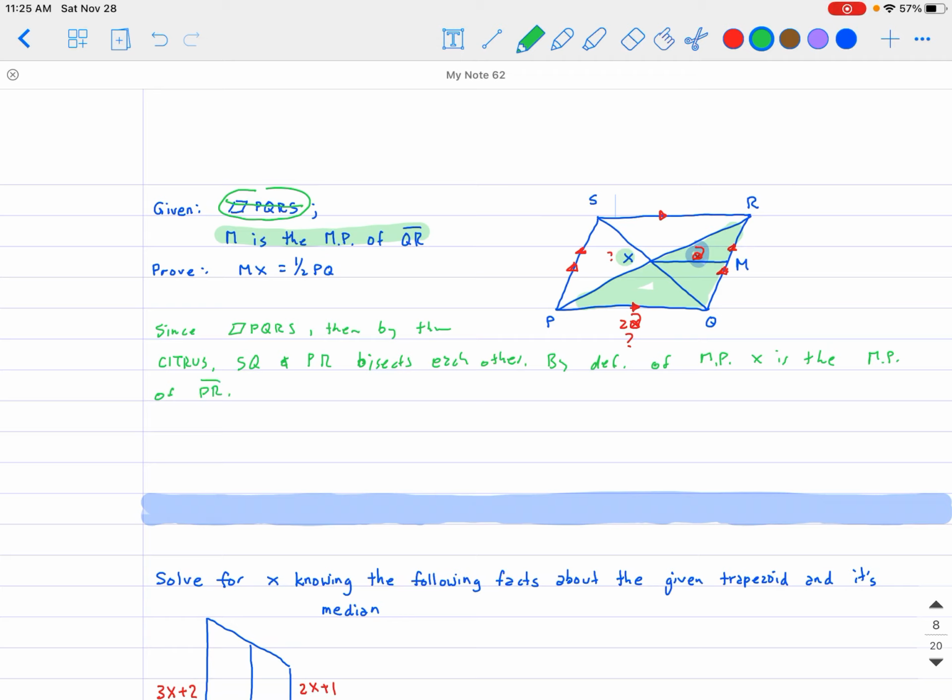And right there, I think we have everything that we need, because now that we said that X is the midpoint, and M is supposed to be the midpoint, by given, M is the midpoint of RQ, then we can now go ahead and use the midline theorem. Okay, using the midline theorem, we can say that XM is equal to 1/2 of PQ, and there you go. And that's going to be our proof. Okay, so nothing too difficult, hopefully.